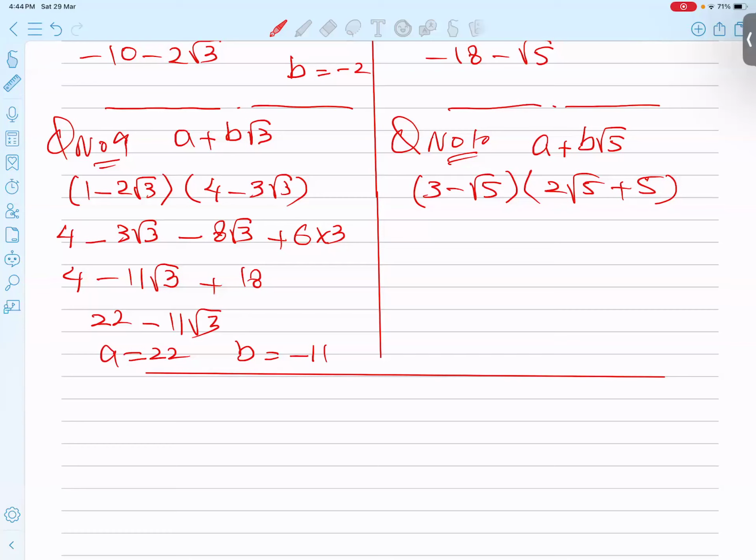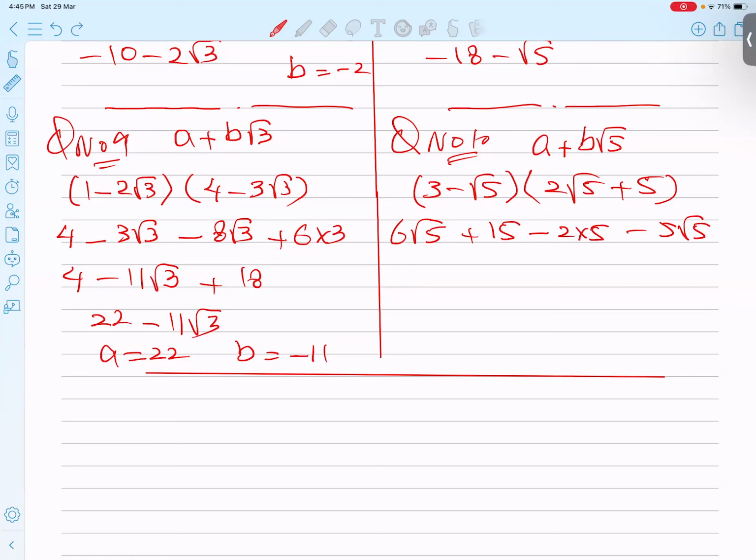Now let's start. 3 multiplied with the 2, I got 6 root 5. 3 multiplied with this number, plus, plus, plus. 3 fives are 15. Negative into positive gives you -2 and into 1, 2. And root 5 into root 5 is 5 only. Negative, positive, negative, and 5 times 2 root 5 becomes 5 root 5. So 6 root 5. Okay, wait a minute.